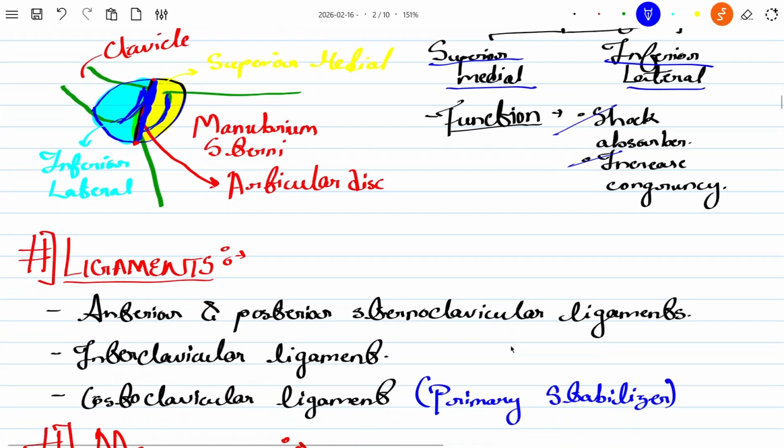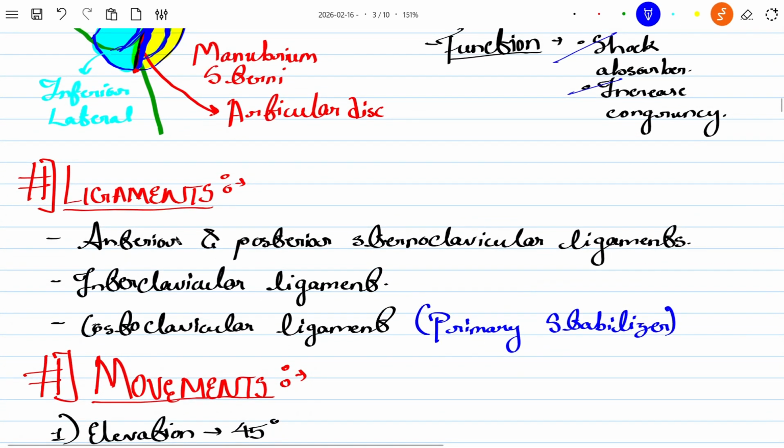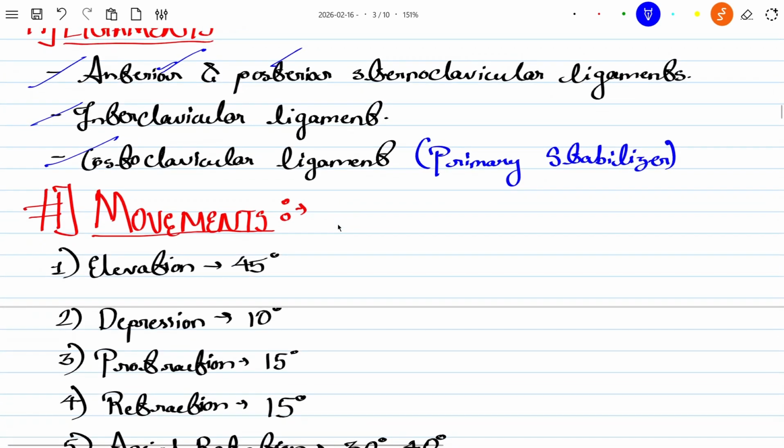Coming to the ligaments of your sternoclavicular joint. First there are the anterior and posterior sternoclavicular ligaments. These both are different, only the name is the same. Then the interclavicular ligament. Then the costoclavicular ligament, which is the primary stabilizer of the sternoclavicular joint.